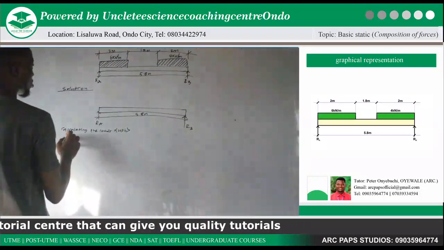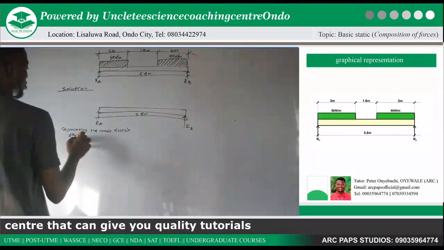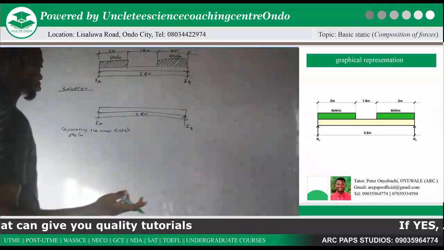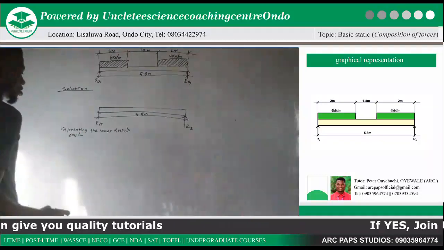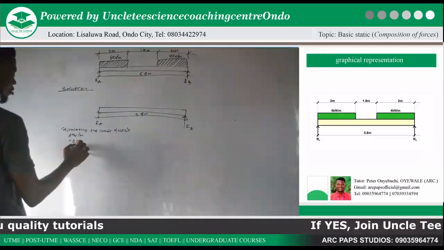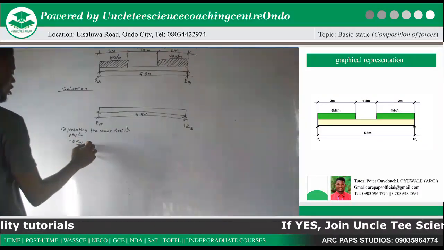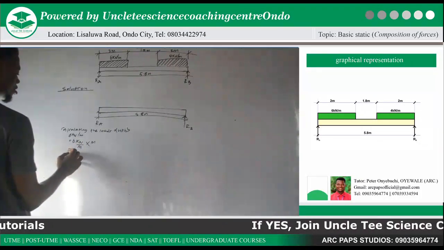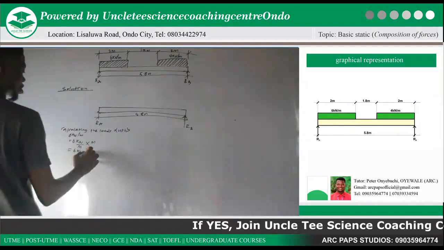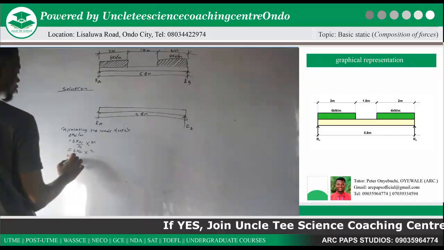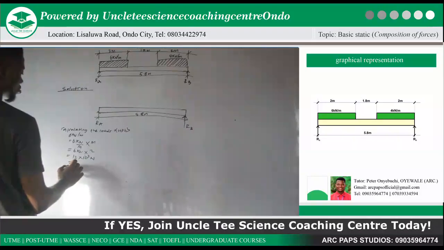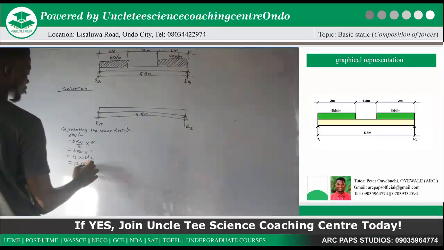Now the first one is 6 kilonewton per meter. It means that if we multiply it by distance, we are going to be able to cancel out the distance there. So this is the same thing as 6 kilonewton per meter. Then if you're multiplying by meter, this is 6 kilonewton times the distance, 2 meter. Now 6 times 2, that will give us 12 kilonewton, which is 12 times 10 raised to power 3 Newton. So it means the load is 12,000 Newton.